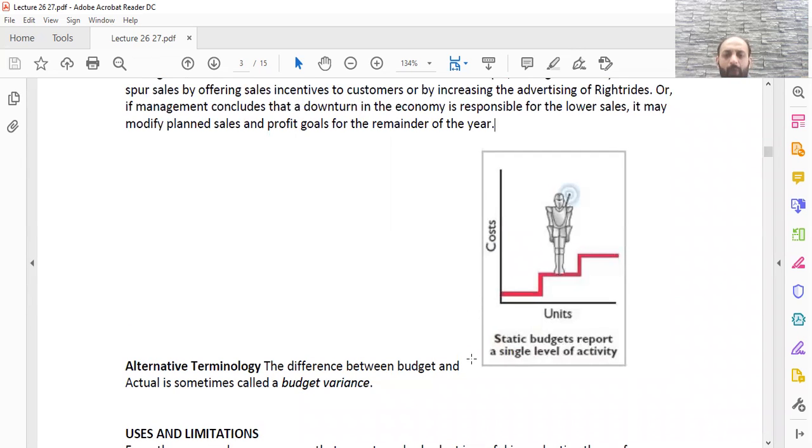So up till now, we have discussed static budgets. Static budgets report a single level of activity. This one level of activity is called a static budget. So you see what your cost was at this level, and accordingly you make the static budget.